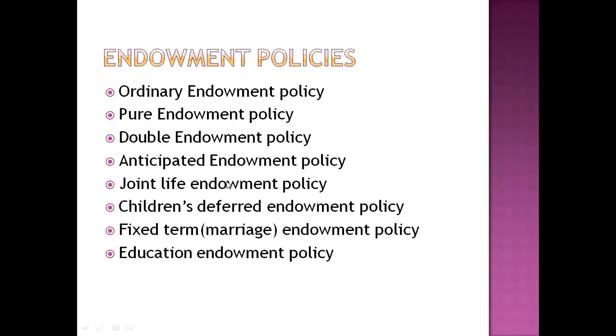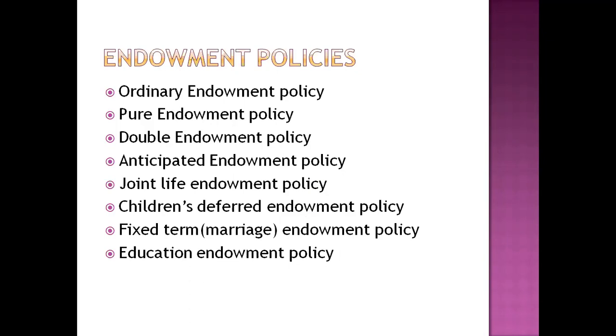The joint life endowment policy. What is this? This type of policy covers the lives of not only a single person but two people, say husband and wife both. The assured sum is payable on the expiry of the insurance term or death of either of the parties, either husband or wife. Then we have the children deferred endowment policy.